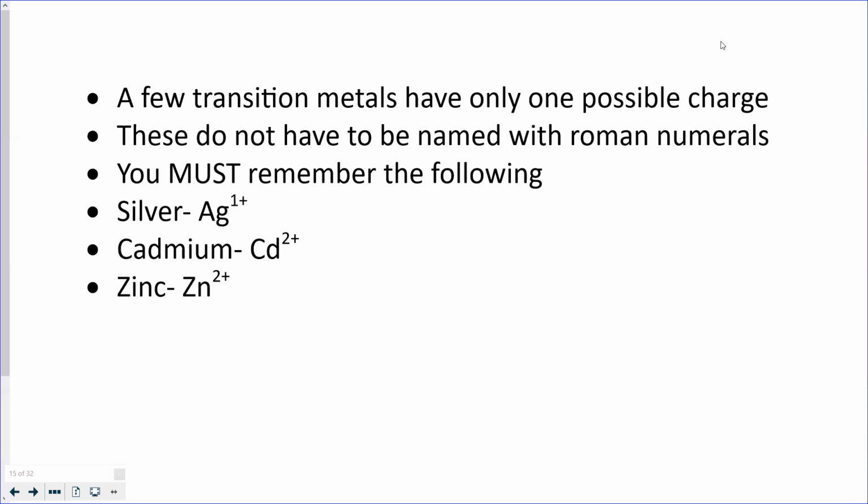The 3 that you have to know that only have one possible charge are silver, which is Ag with a +1 charge, cadmium, which is Cd with a +2 charge, and zinc, Zn, which is a +2 charge.